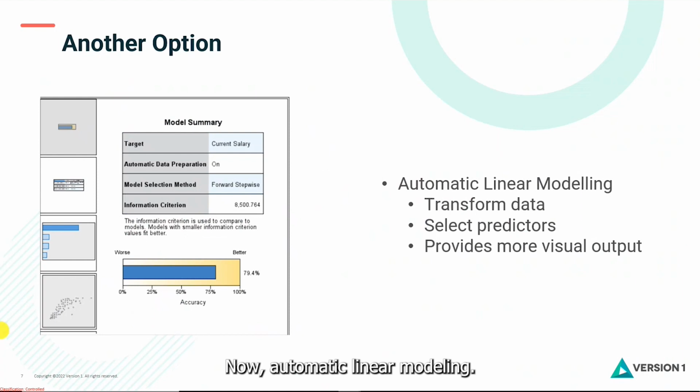Now, automatic linear modeling, again, I'll show you where this is and I'll show you how to set this up. This actually transforms your data prior to running the model. It can also select predictors and it provides a more visual output. Now, if you look to the left, you can see we have a model summary. When you run this, you will get a box that will show the model summary. You'll just need to double click to open this up so you can access all of the other output.